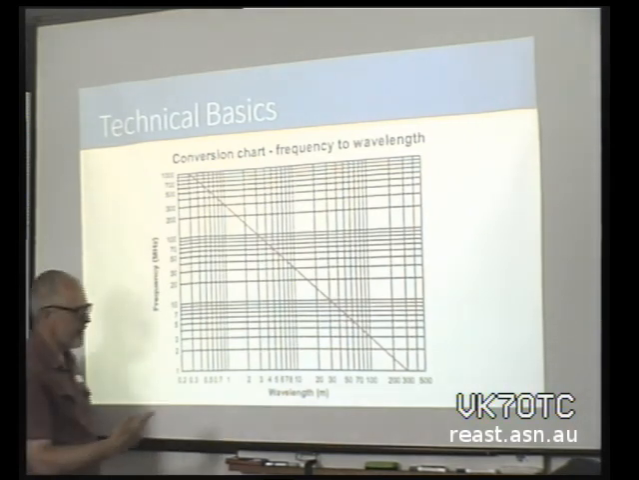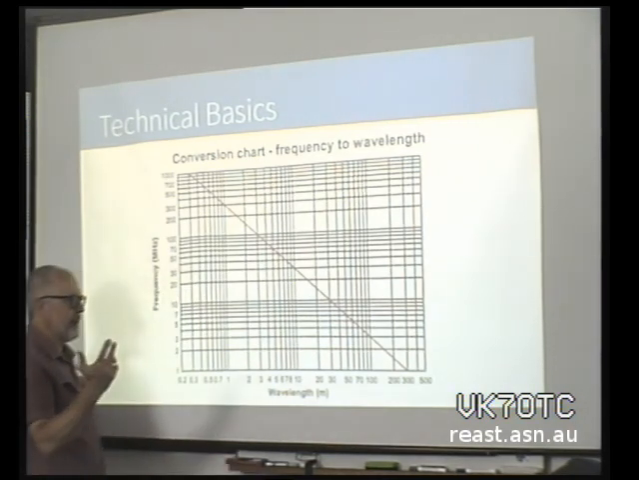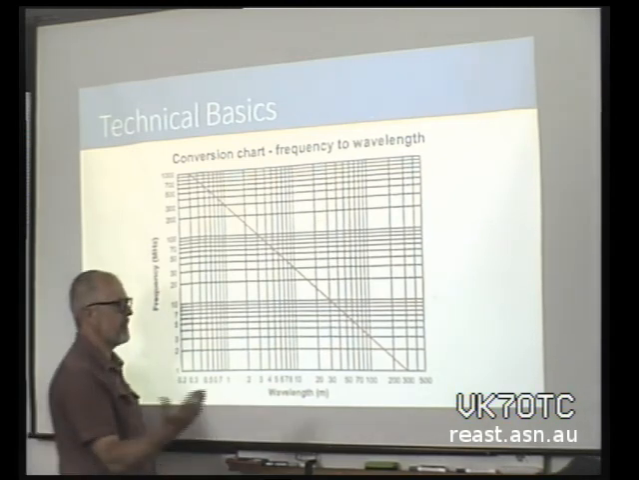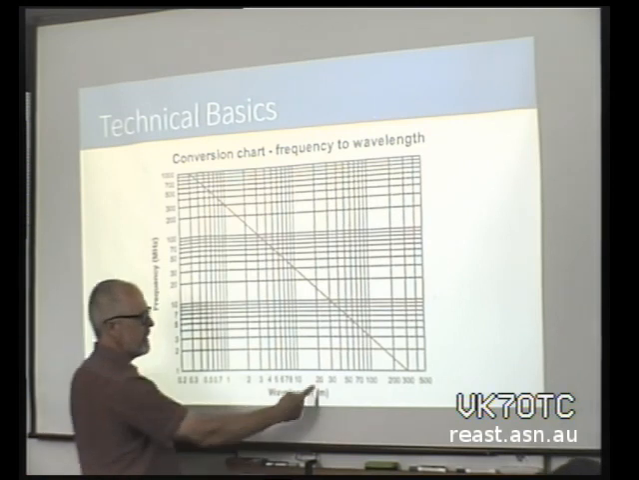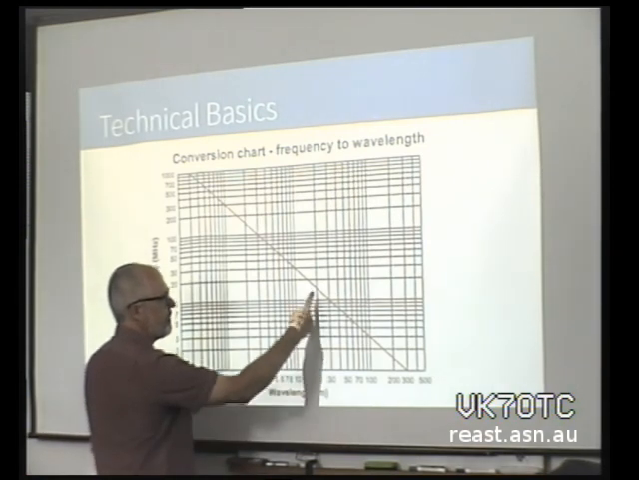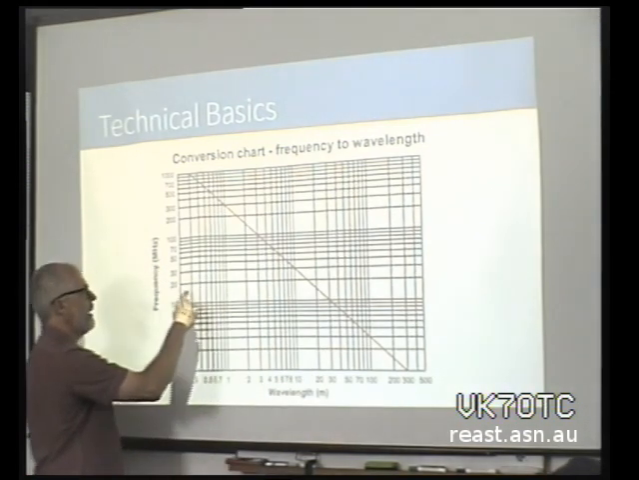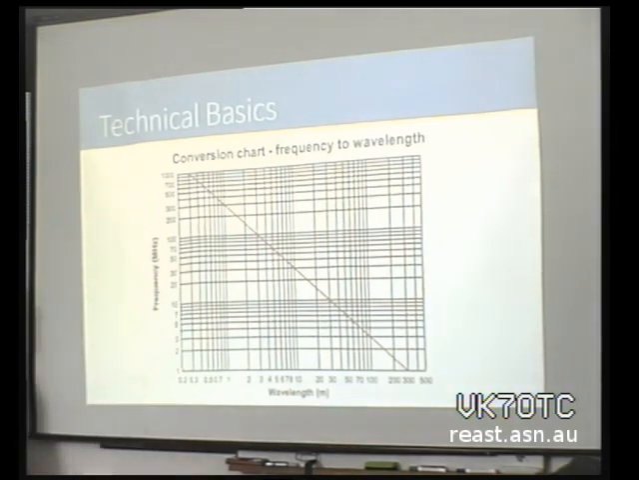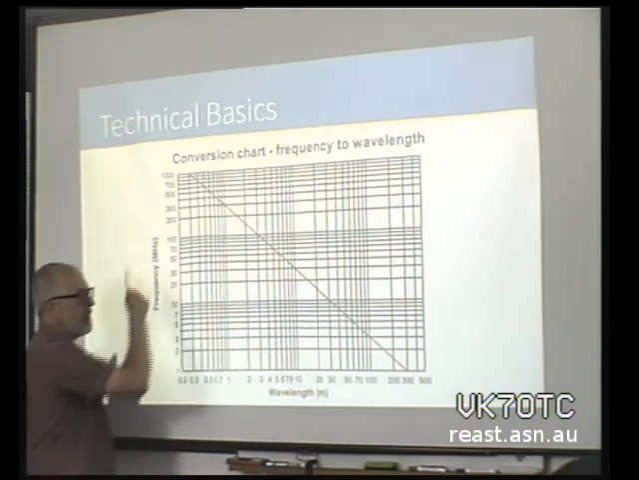So if you're given the wavelength of 20 metres, which is one of our amateur bands, we talk about operating on 20 metres. So we find 20 metres, we go up here and we whiz across here, and it's about, in this case, 14 megahertz or 15 megahertz. So that's that formula in a graph, in a chart.